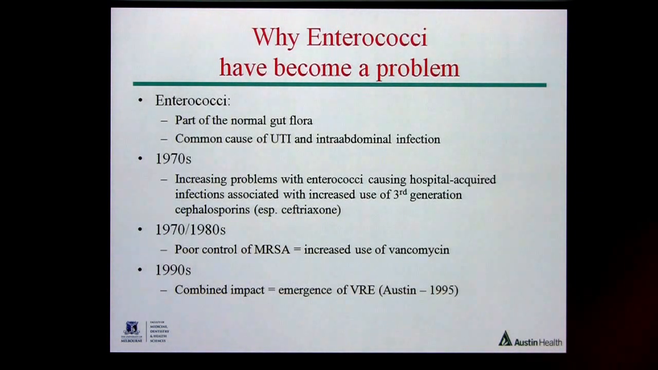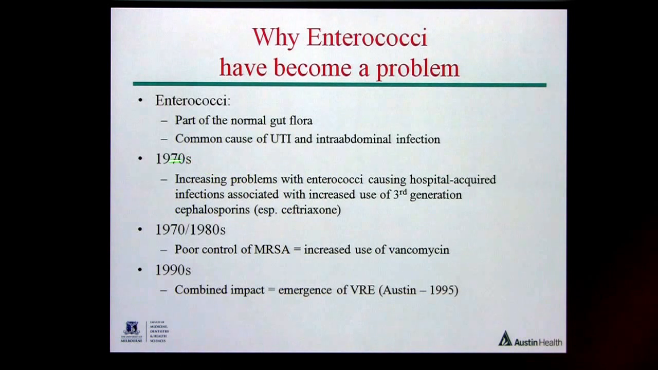So if we now move from that example of Staph aureus to look at a gut coloniser like enterococcus, I suppose we could start by saying, well, what's the big picture with enterococcus and why has it become a problem? Well, enterococci are part of our normal gut flora. Because of that, they're the commonest cause of urinary tract infection, because most urinary tract infections, just because of the anatomy, are the bugs that are from your faeces. And so it's the commonest cause of urinary tract sepsis, particularly in women for obvious reasons, and also intra-abdominal infections.